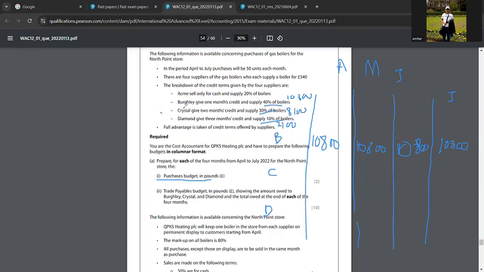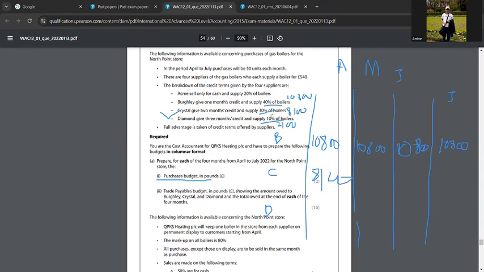So now look at Crystal. Crystal gives 2 month credit and supply 30% of boilers. So 27,000 into 30% is 8,100. So in April, the value is same, 8,100. Why do we write 8,100 on the April, since we are not paying, right? Yes, but 27,000 into 30% is the same 8,100, we just record it on the April.